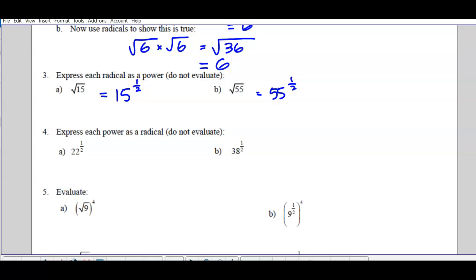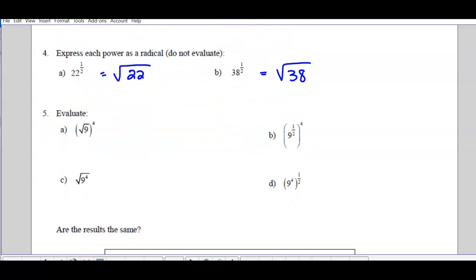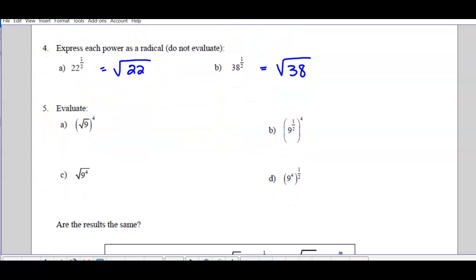Vice versa here, show as a radical. That's going to be square root of 22. This is going to be square root of 38. Just showing it in a different way. It means the same thing.